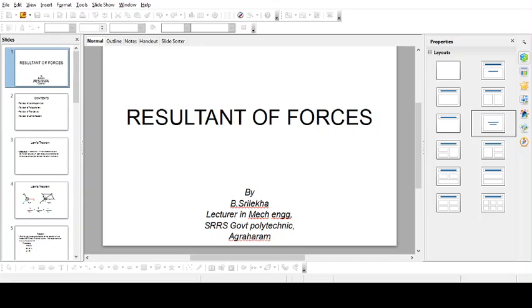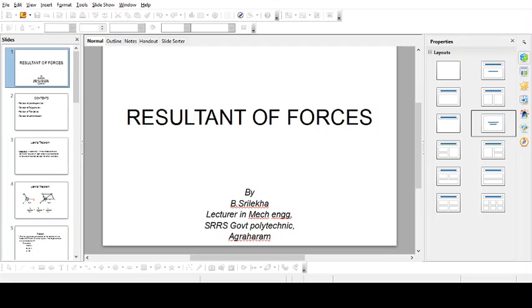The angle between the first two is 90 and between the second and third is 120. So let the first force be P, the second force be Q, and the third force be R. The angle between P and Q is 90 and Q and R is 120. As we know, the angle of revolution is 360 degrees. So to get the angle between P and R, we simply take 360 minus 120 plus 90. 120 plus 90 is 210. So 360 minus 210 is simply 150 degrees.